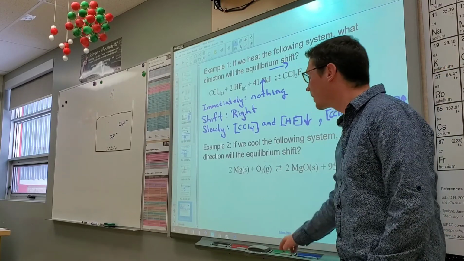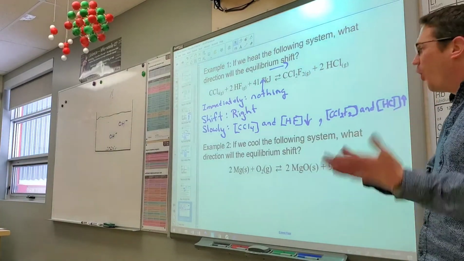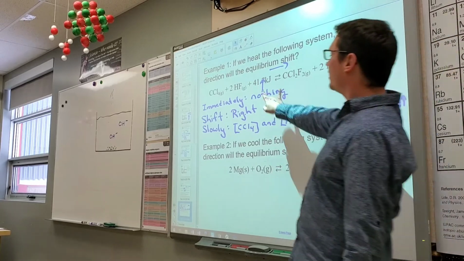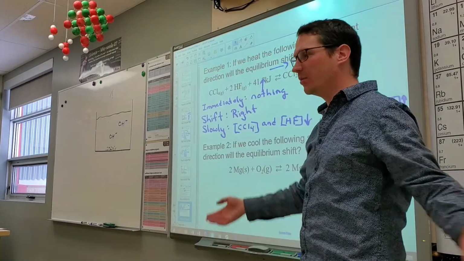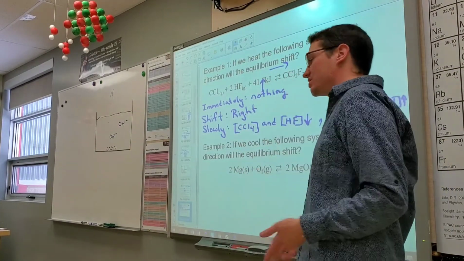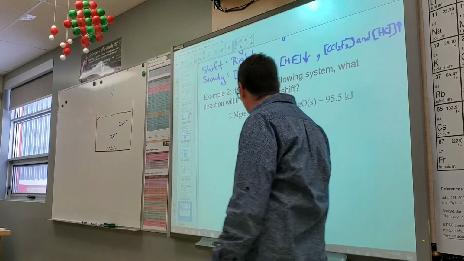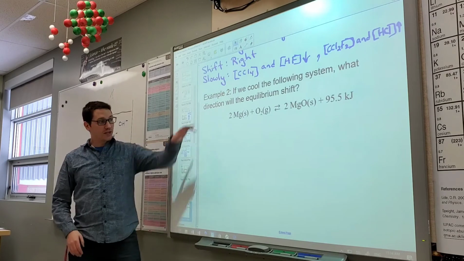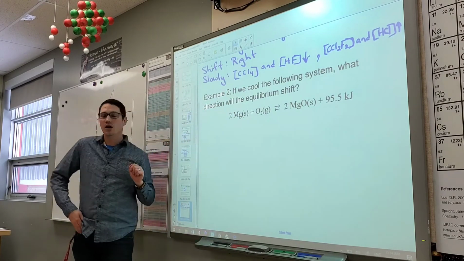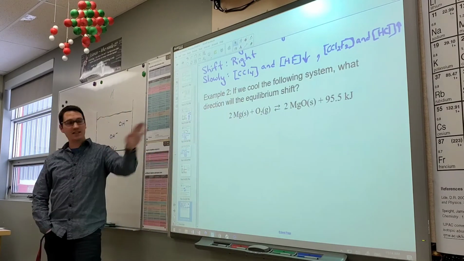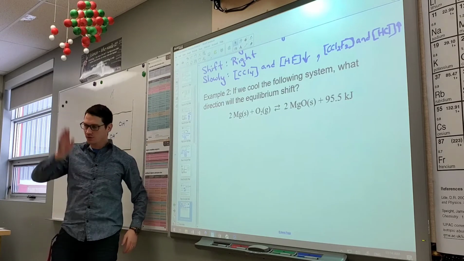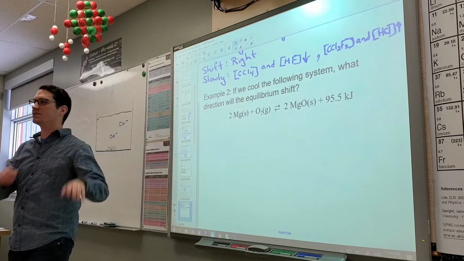Does that kind of make sense? Yeah, we're treating this energy like any other term. It's just we're not graphing its concentration, so there's no immediate change. That's all. Okay, so I want you to try this out. Just you try it out. If we cool down the system, what direction will the equilibrium shift? That's all I care about. What direction will the equilibrium shift? That's all you got to tell me. If you cool this down, I'm going to give you 15 seconds to think about it.